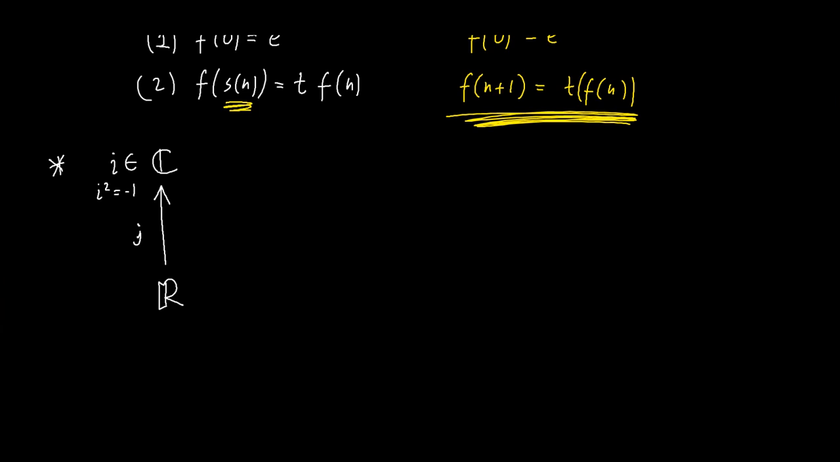What this function does is, if this is the field of complex numbers, then this function will map every real number to the corresponding complex number, the complex number that's actually a real number.